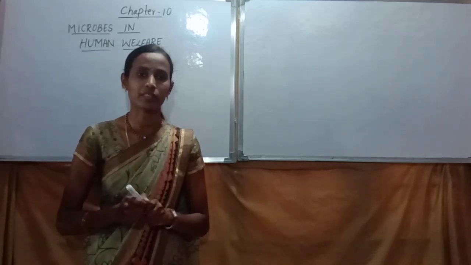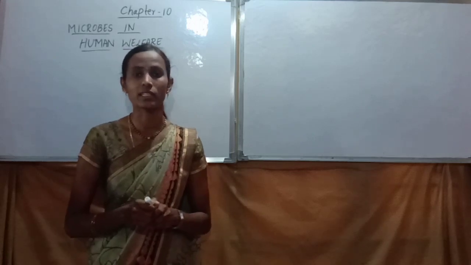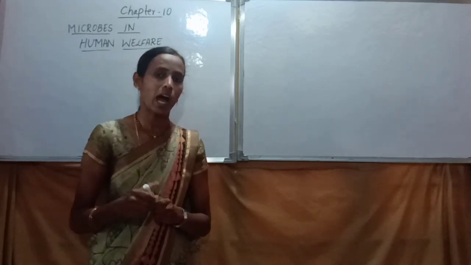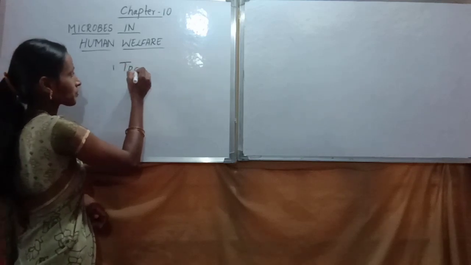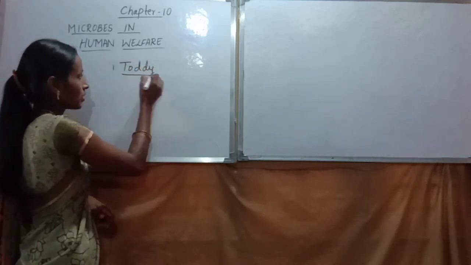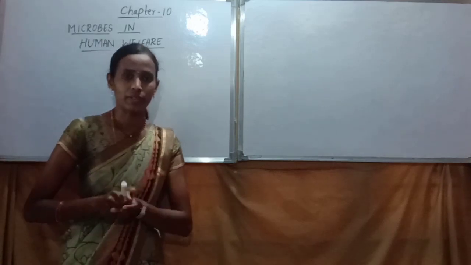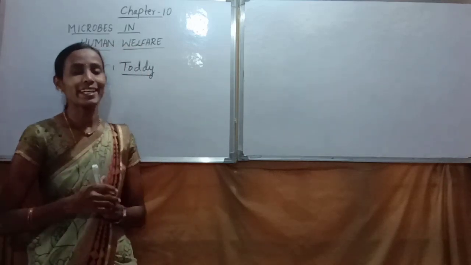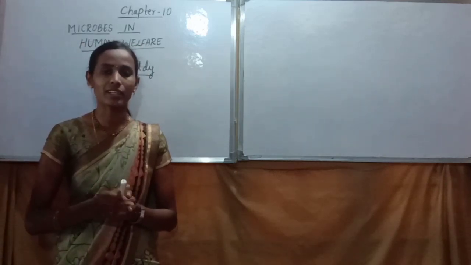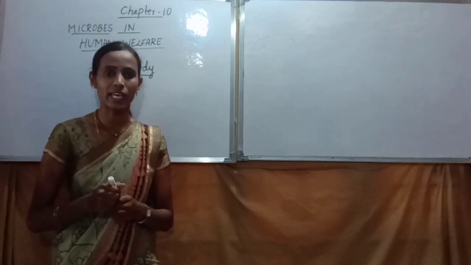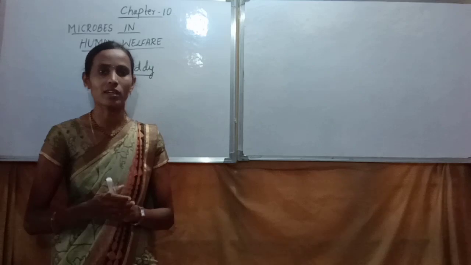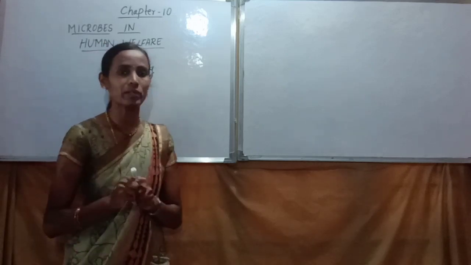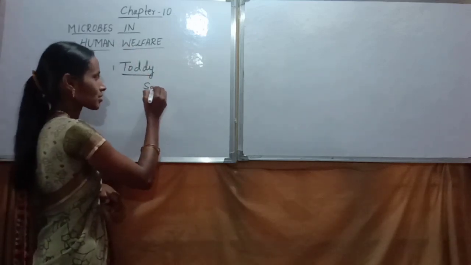So everything we have discussed in the previous class. Now we will be discussing a few more household products, that is, the role of microbes in household products. In that, the first one is toddy. Toddy is very interesting. Toddy is one of the traditional drinks in some parts of South India, and it is prepared by the fermentation process of the sap obtained from palm trees.